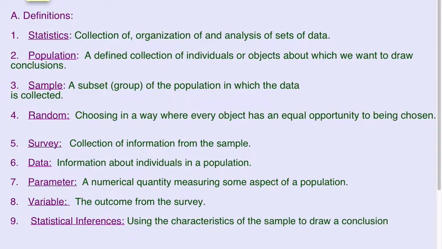Statistics is the collection, organization, and analysis of a set of data. Population is a collection of individuals or objects about which we make conclusions. A sample is a subset of the population in which the data is collected. So your sample might be the class that you're in, so 30 students. Not the biggest population or group, you may want to go higher, something like the whole 9th grade class, more like 350 people or 100 people.